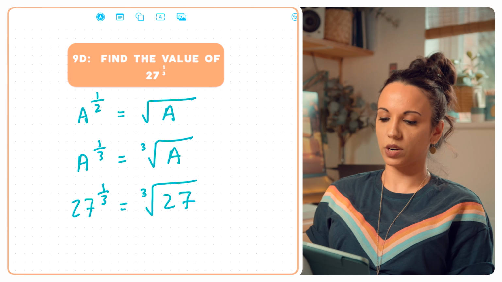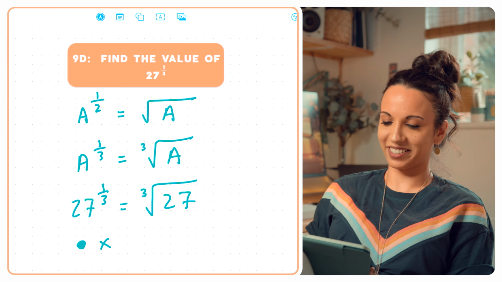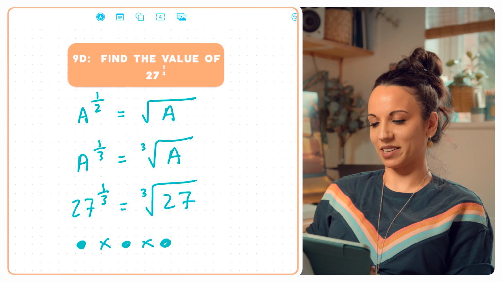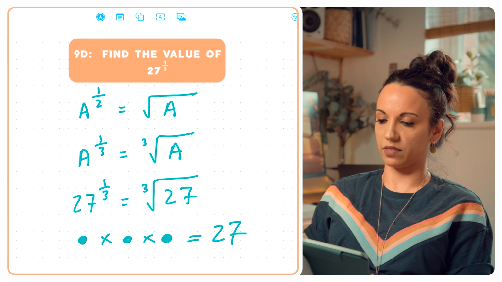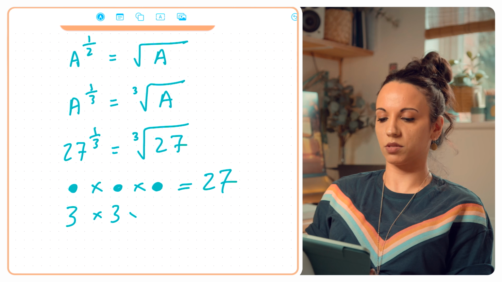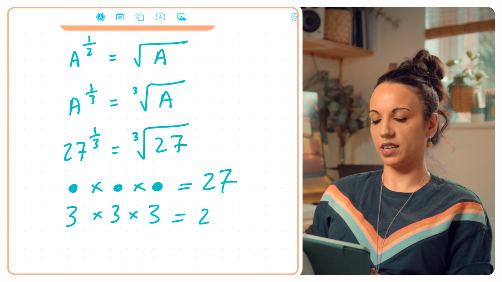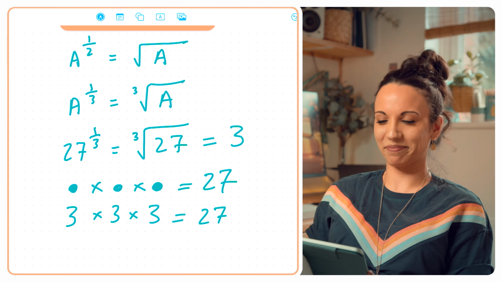So what we're looking for is a number, let's call it blob, times by itself that gives 27. So a number cubed that will give 27. And that number is going to be 3, because 3 times 3 is 9, times another 3 is 27. So the cubed root of 27 is 3.